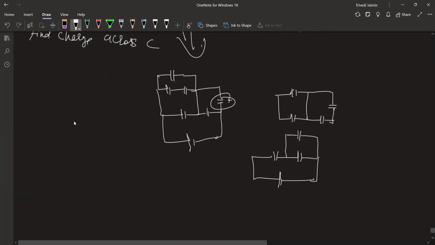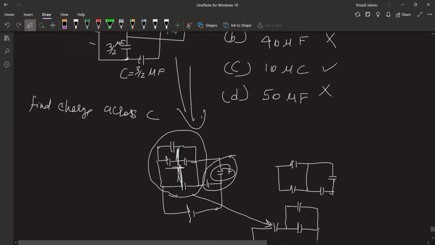Now, we cannot solve this one. We cannot simplify this too, because there we have to find out. But we can simplify this 4. So simplified version is here. Simplify this 4. How will you simplify? First series, then parallel, then again parallel. That is the answer. So tell me the values.